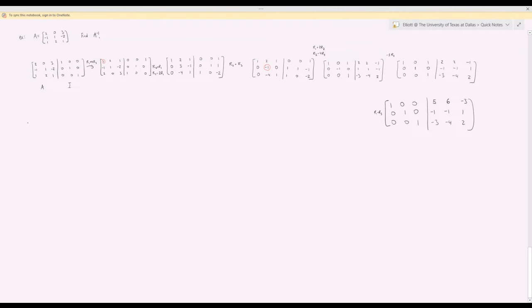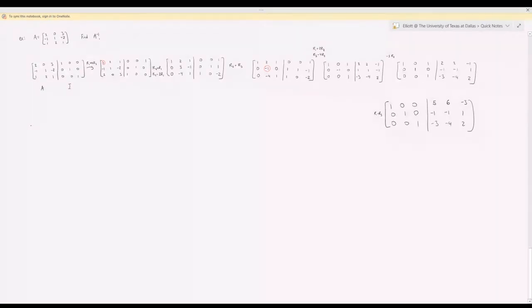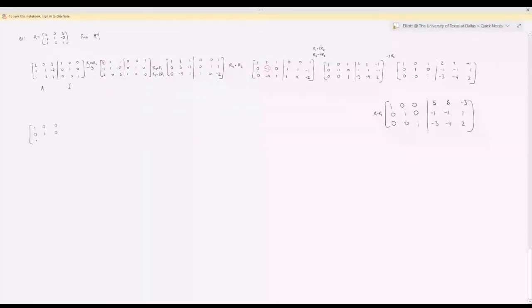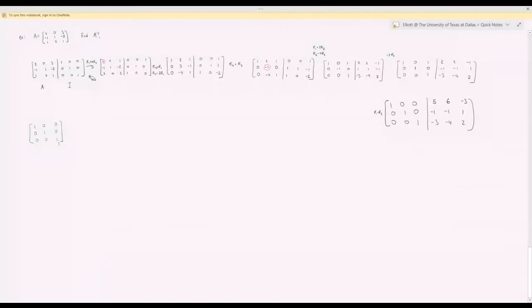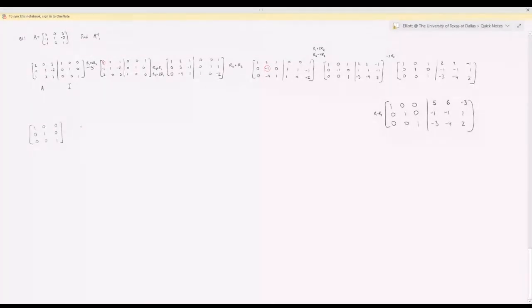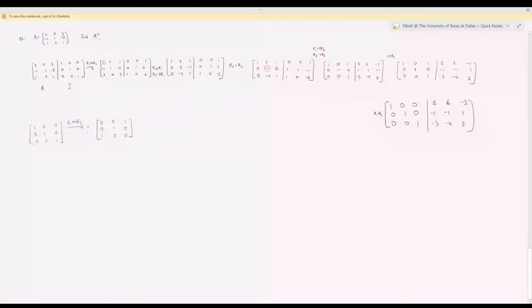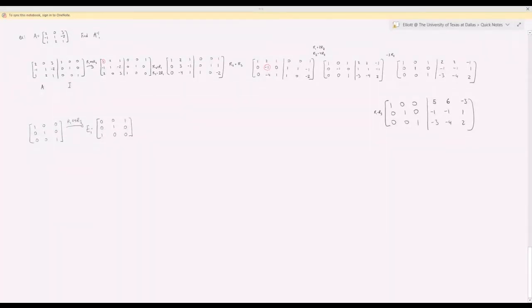And remember, to get the corresponding elementary matrix, you can start with the identity matrix, and if you perform your row operation on the identity, that's going to give you the corresponding elementary matrix. So here, just swapping rows 1 and 3 of the identity gives us this matrix, and so this would be the elementary matrix that corresponds to swapping row 1 and row 3.